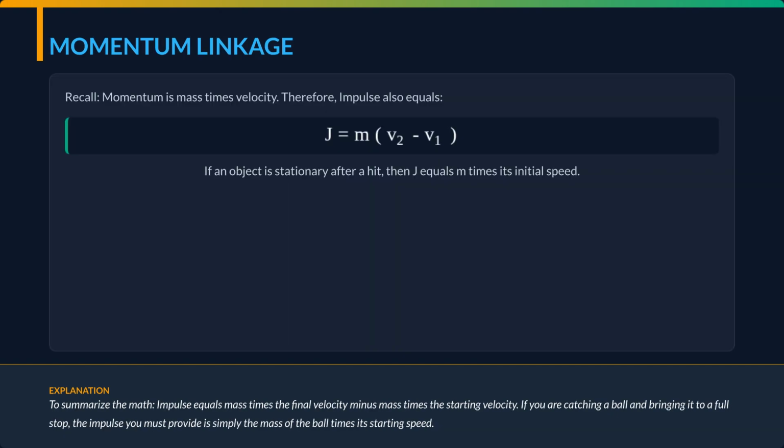Impulse is mathematically linked to momentum through mass and velocity change. It equals the mass times the difference between the final and initial velocities. If an object stops, the impulse equals mass times its initial speed.